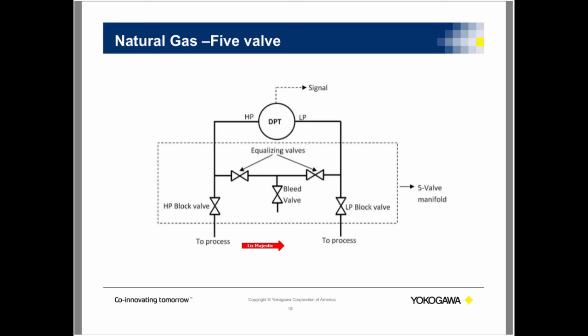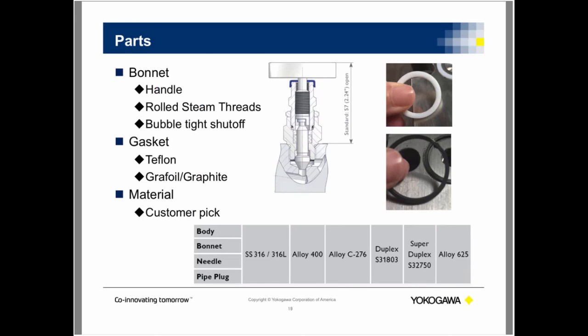Okay, let's move on. That was the bulk of the PowerPoint. We're going to move on to the parts of the manifold, which are important to know. So the main valve itself really is considered the bonnet. You have a handle, then you have rolled stem threads, and then there's a bubble-tight shutoff, which is also called something else. It's called a spindle tip sometimes.